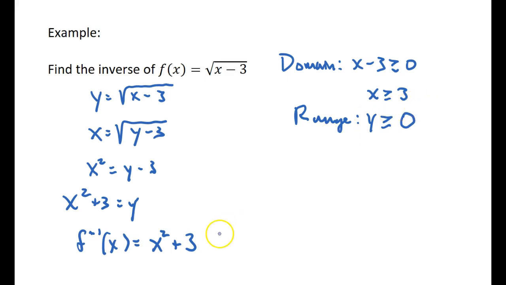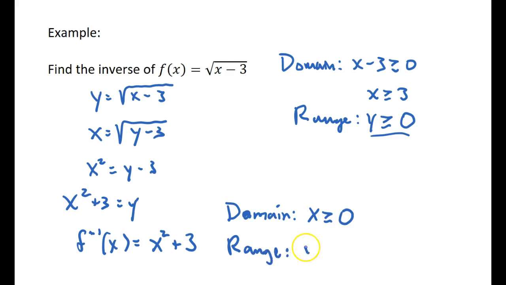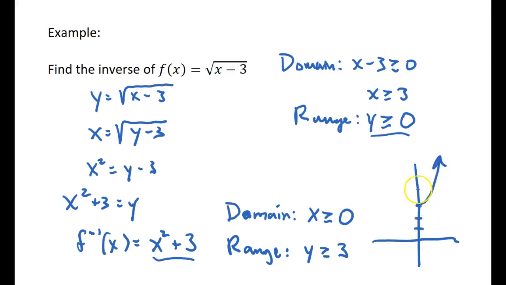And what happens is, for our inverse function, they're going to switch. So our domain becomes x is greater than or equal to 0, because that was the range of our original function. And the range of our inverse is going to be y greater than or equal to 3. And if we graphed this, since I can only put in positive values for x, this is going to be a parabola, but it's only going to be half a parabola. And it's going to look like this. And you notice that the range is greater than or equal to 3. So the inverse function only includes the right half of that parabola.